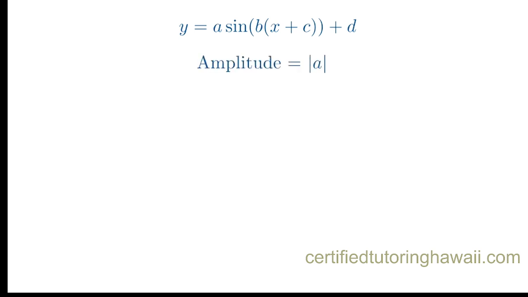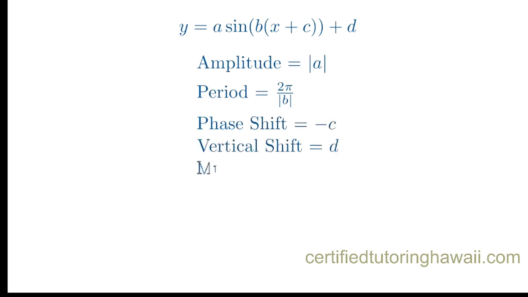We learned that the general form of a sinusoidal function helps us identify all the transformations at a glance. This general form is y equals a sine of b times the quantity x plus c, all plus d. We also learned how to use the parameters in this equation to calculate the key features of the graph. The amplitude is the absolute value of a, the period is 2 pi over the absolute value of b, the phase shift is negative c, and the vertical shift is d, which is also the equation of the midline. You are now able to look at a sinusoidal equation and determine its amplitude, period, phase shift, and vertical shift. These transformations allow us to model a vast array of real-world phenomena.